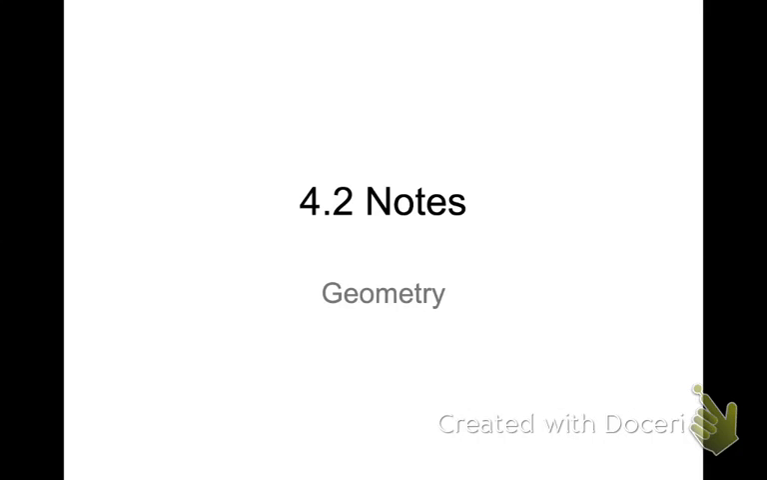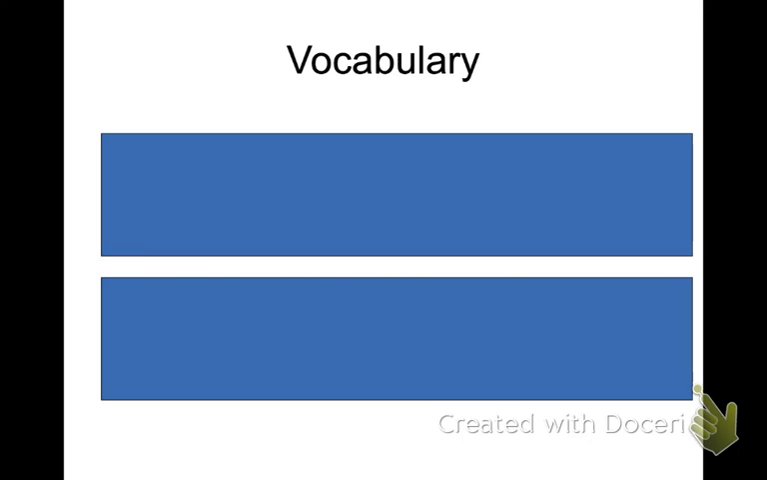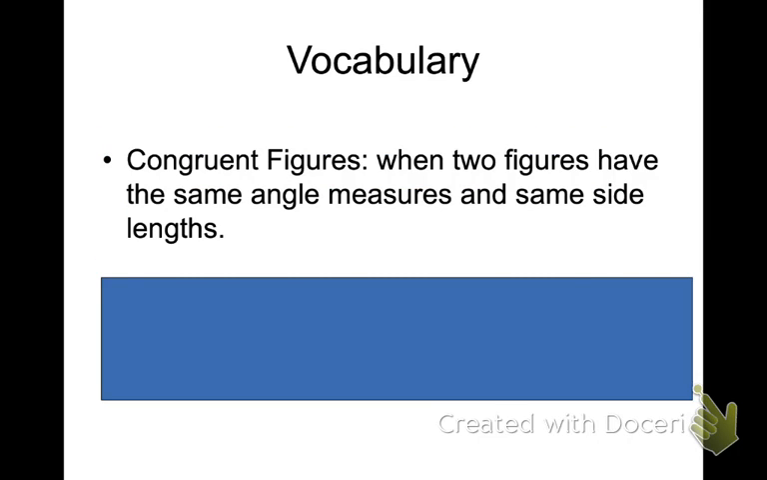But before we can get into congruent triangles, we need to discuss what congruent figures are. So your definition of congruent figures, please write down, are when two figures have the same angle measures and the same side lengths. So when you have congruent shapes, right? Shapes is just another word for figures. They're going to have the same angle measures, which makes them look like the same shape. They're going to have the same side lengths, which make them the same size. So another way to think about congruent figures is same shape, same size.